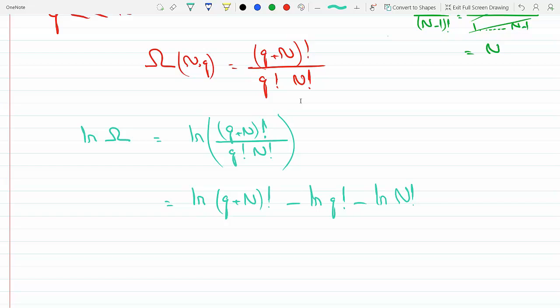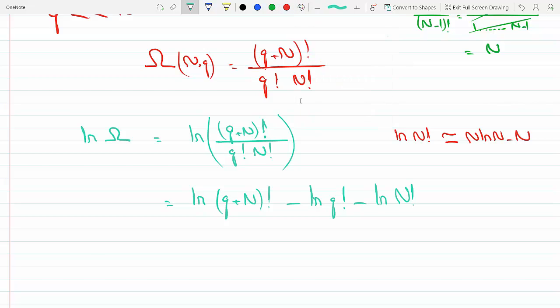there's a formula in your book, equation 216, that says, let me write this here, ln of n factorial could be approximated as n ln n minus n. Okay, so I'm going to use that to simplify these here, because we have factorials, these are very large numbers.